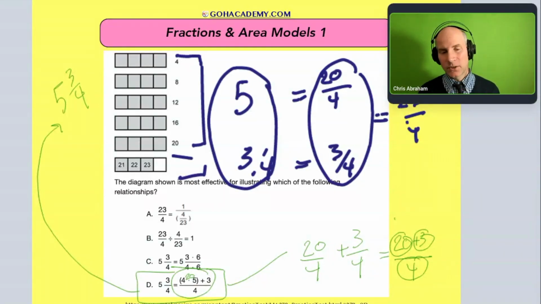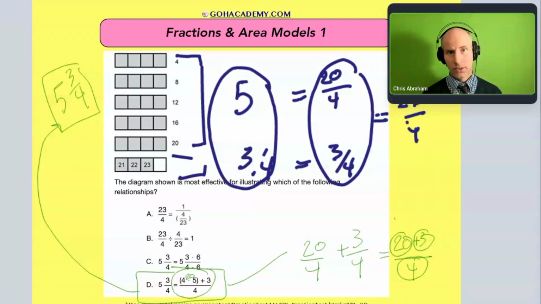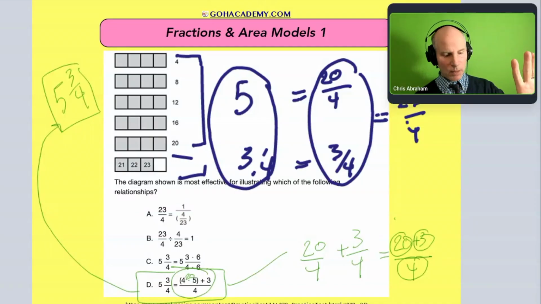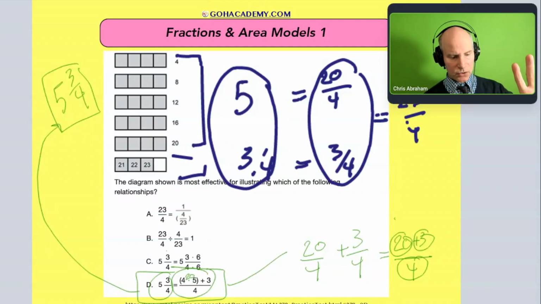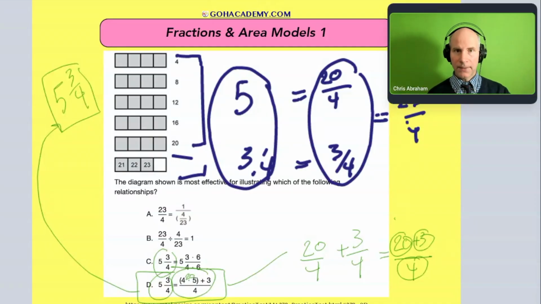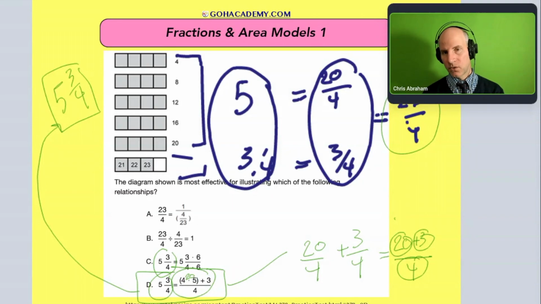How do you do this? I think the first thing you want to do, the first skill that you want to get down, is to be able to see that this diagram represents 5 3/4. Give me a thumbs up. That's important. That will help you spot that this looks good and this looks good too, okay? And then the other side of it, now this is the hard part, is to see that it can be represented as 23/4 or 20/4 plus 3/4.